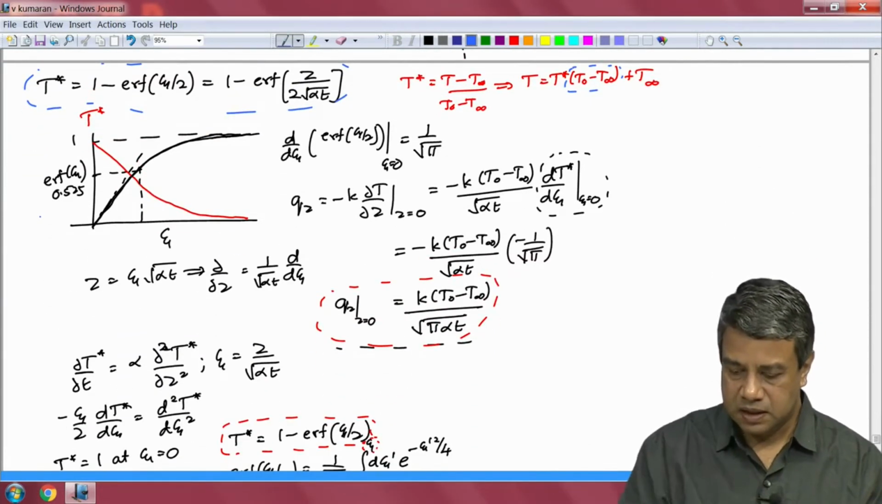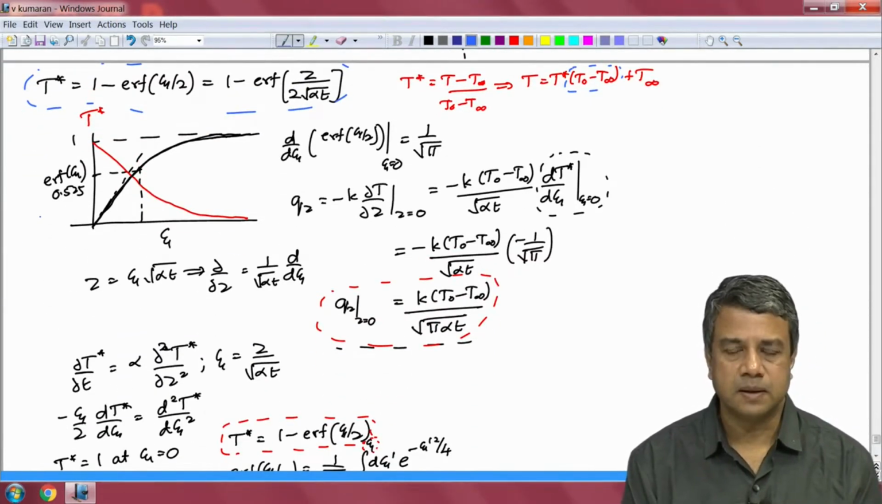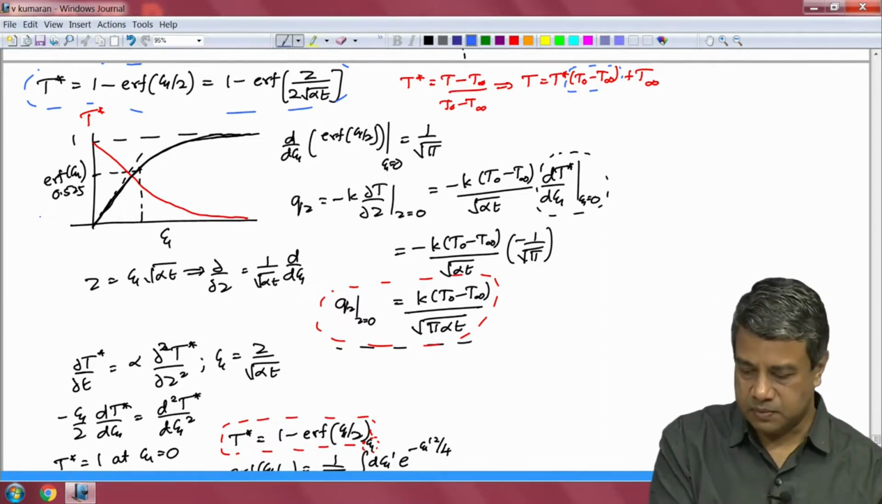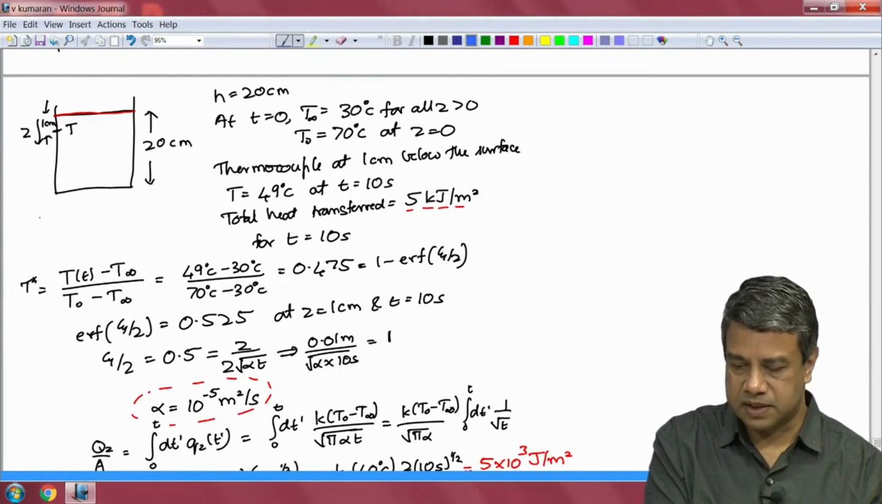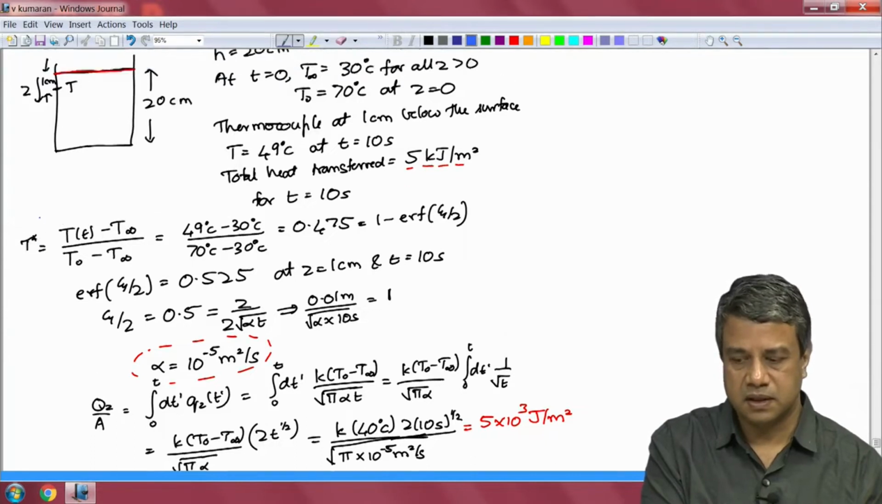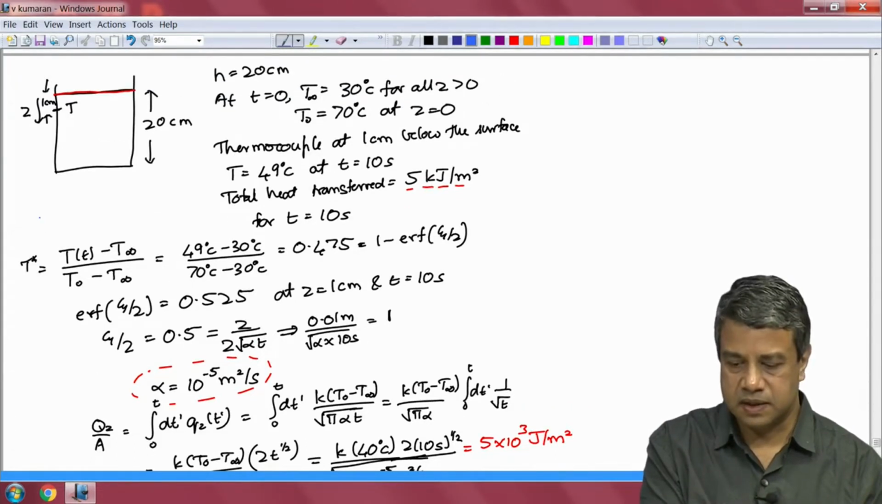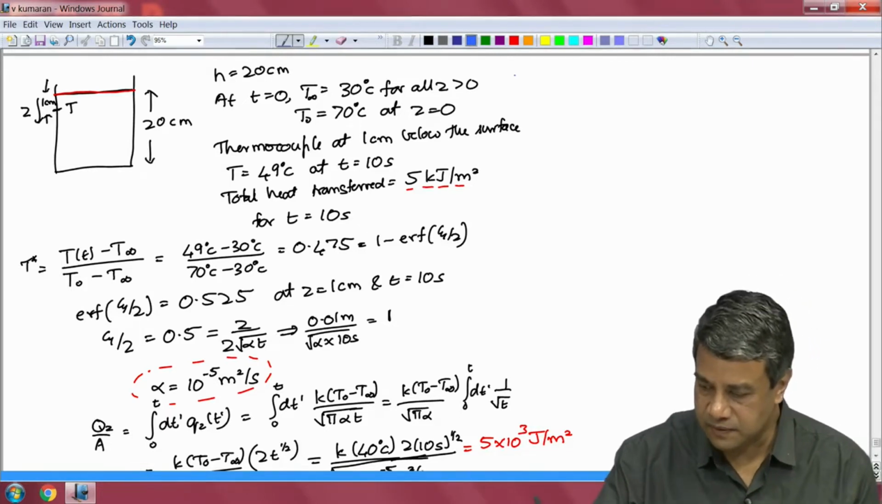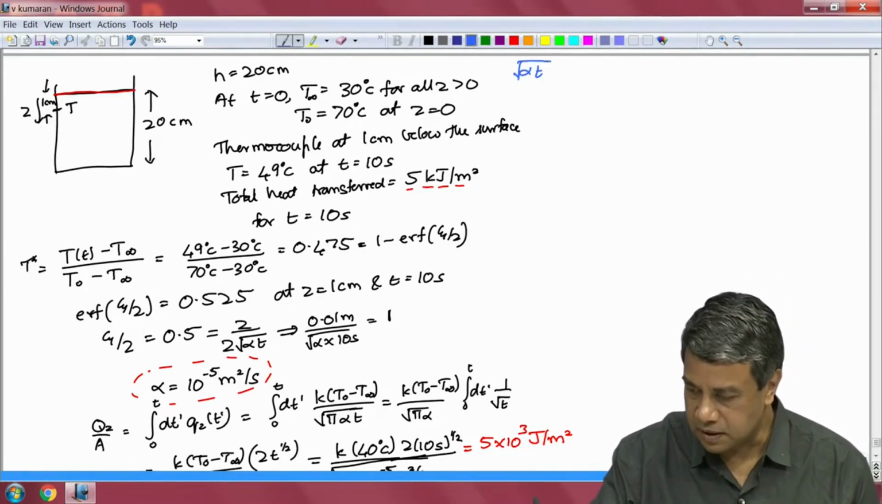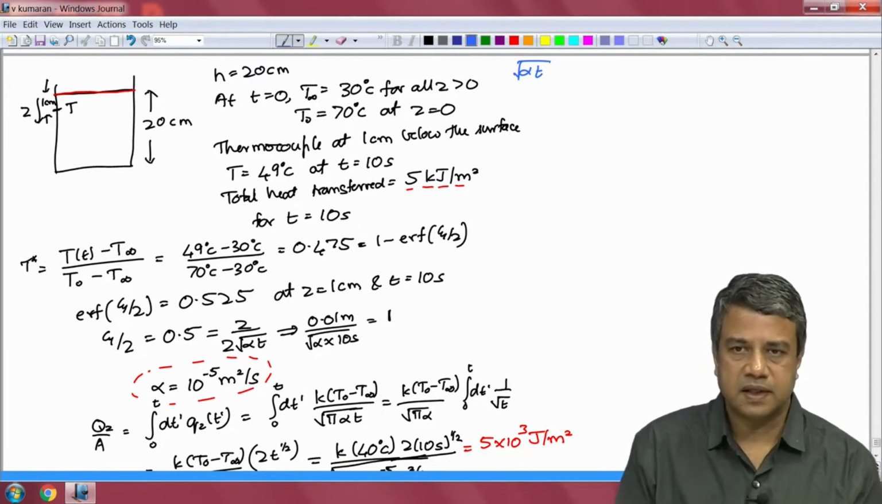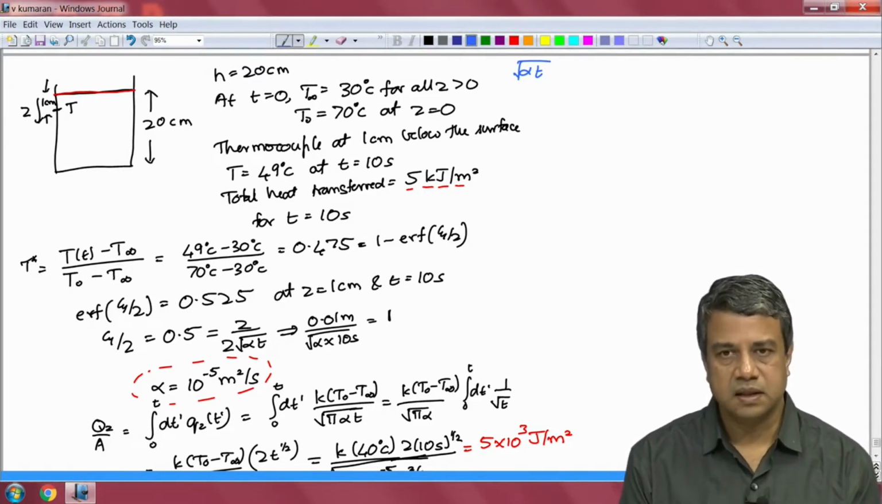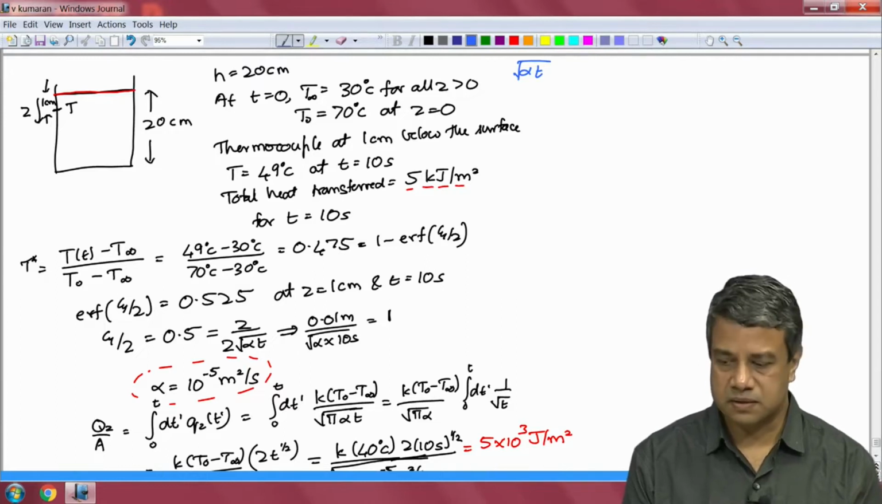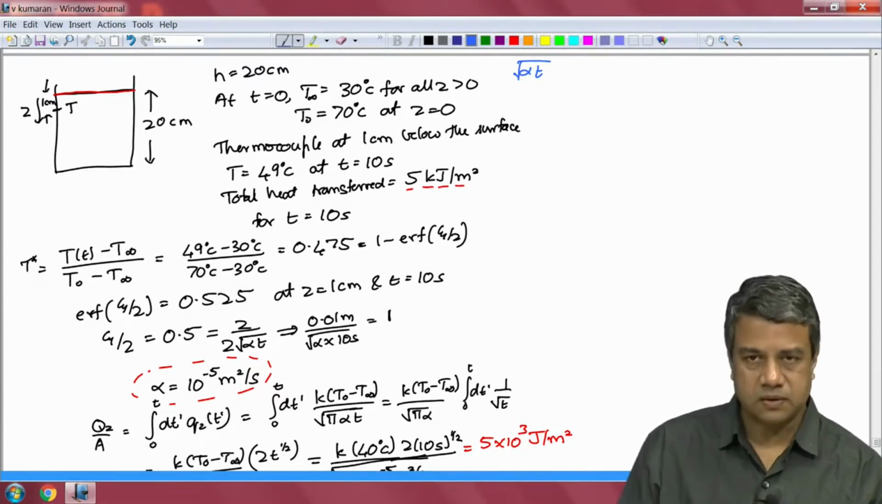And I had gone through a simple example to demonstrate how this can be used for a finite system. If we have a finite system, but the height of the system is much larger than the penetration depth, the penetration depth just from dimensional analysis is comparable to square root of alpha t. So, if the height of the system is much larger than square root of alpha t, then you can use the solution that we have.